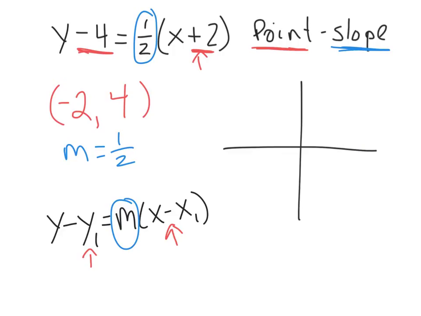I'm going to start by plotting our point at (-2, 4). So going left 2, going up 4, 1, 2, 3, 4, finding where that point is right here, (-2, 4). And then using our slope, so up 1 and right 2 for our slope. We're going to go up 1 and right 2, and we get to this point right here, and then we can draw our line.